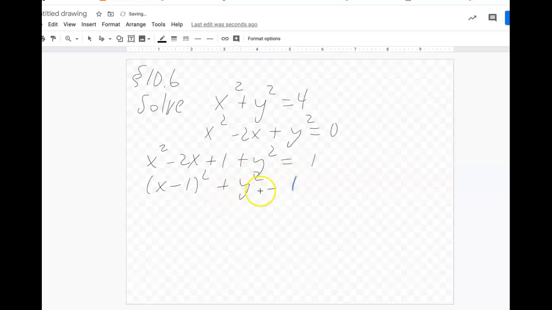equaling 1. So what we have is another circle with the center at 1, 0, and so what you have essentially then is your circle of radius 2, and then another circle whose center is at 1, 0. It has radius 1, so I'm willing to bet that the only solution is going to be 2, 0. Let's go ahead and verify this algebraically.